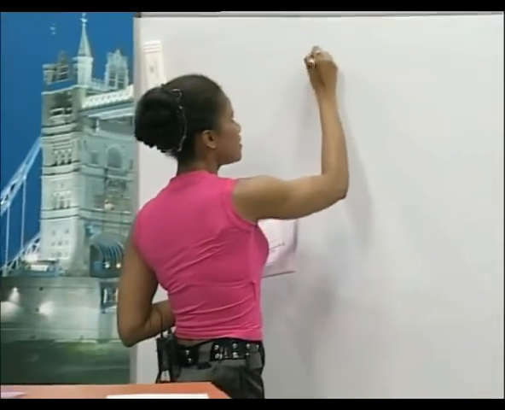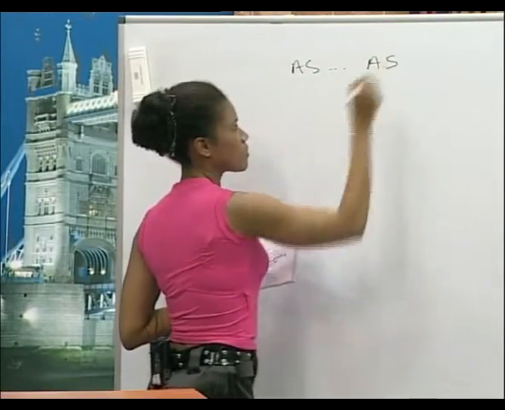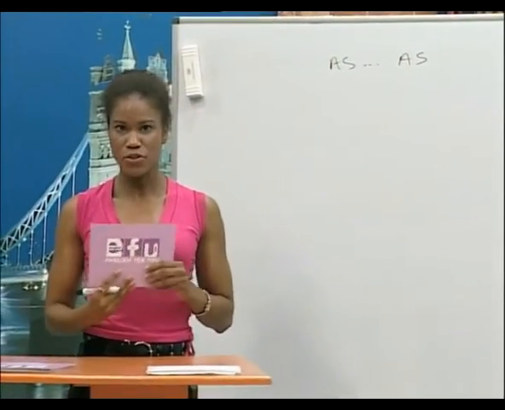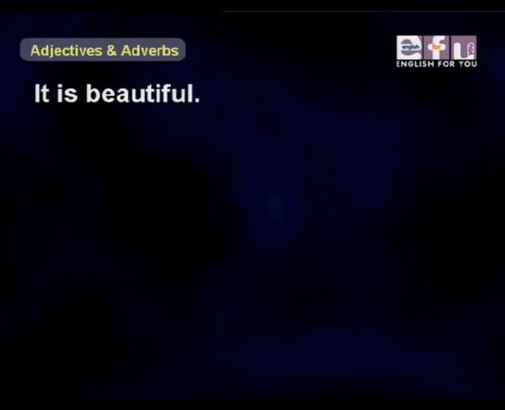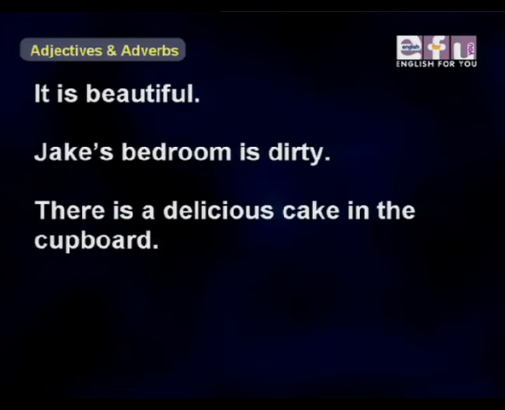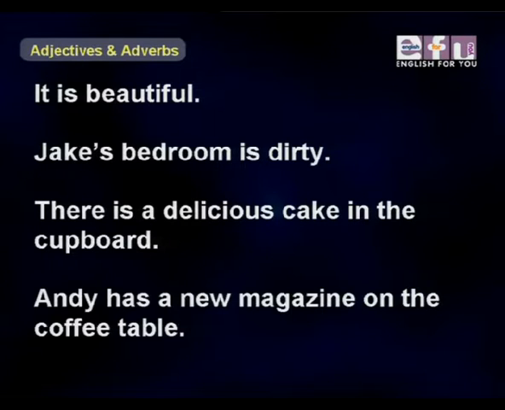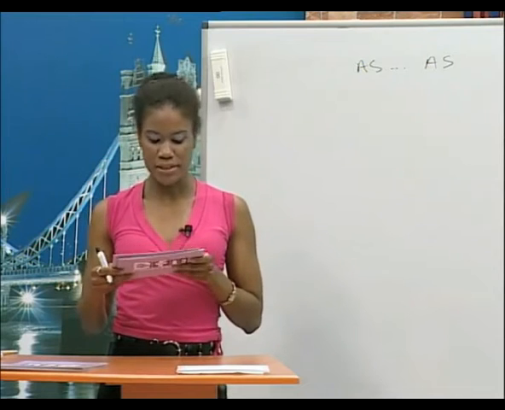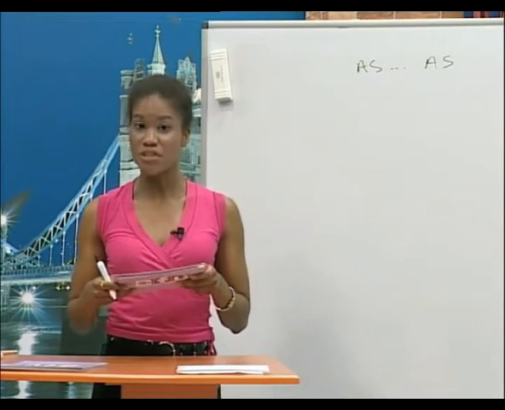Now, we are going to learn the comparative. But first, we need to review adjectives. Take a look at some sentences on your screen. It is beautiful. Next, Jake's bedroom is dirty. Next example. There is a delicious cake in the cupboard. Next, Andy has a new magazine on the coffee table. So you can see beautiful, dirty, delicious, and new are adjectives.